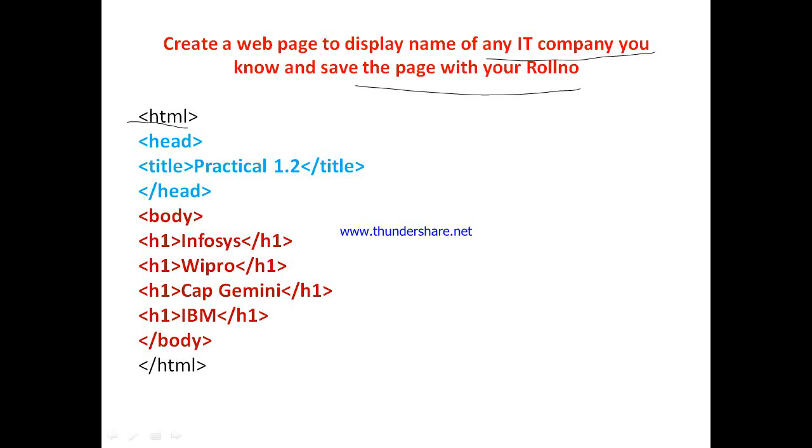inside the HTML tag we have defined the head tag, opening head tag and closing head tag. Inside the head tag we have defined the title tag, opening title tag and closing title tag. Inside it we have defined practical 1.2. Inside the body tag, we have taken 4 names of IT companies: Infosys, defined in the H1 tag; Wipro company, defined in the H1 tag; Capgemini company, defined in the H1 tag; and IBM company, defined in the H1 tag.